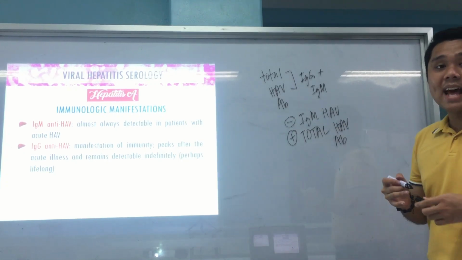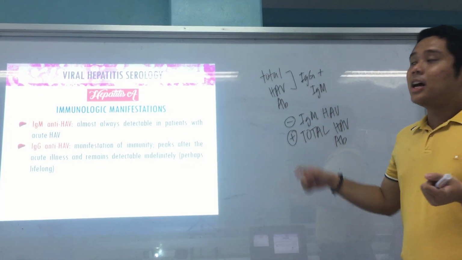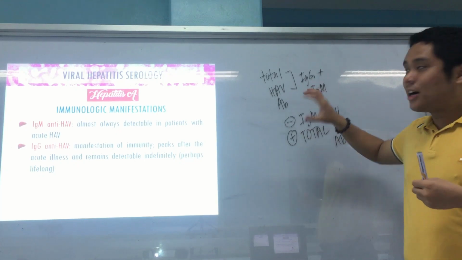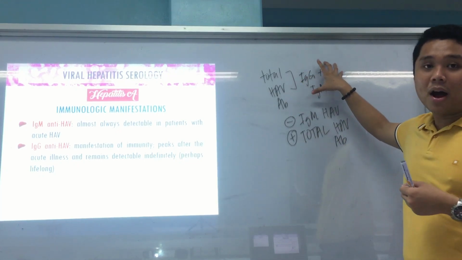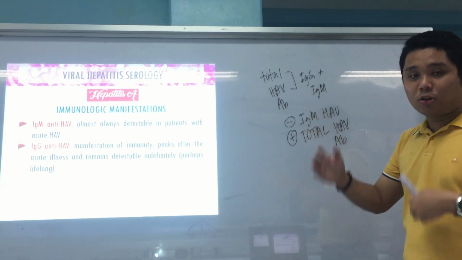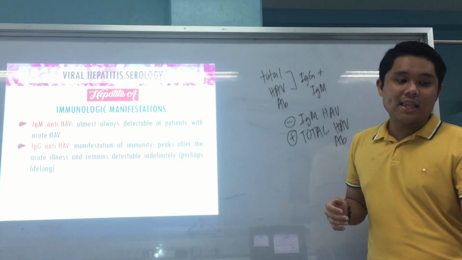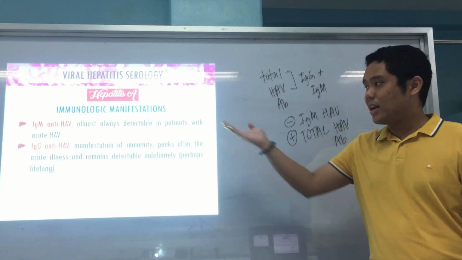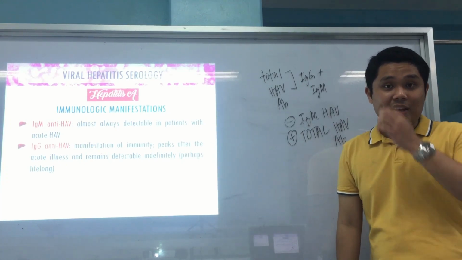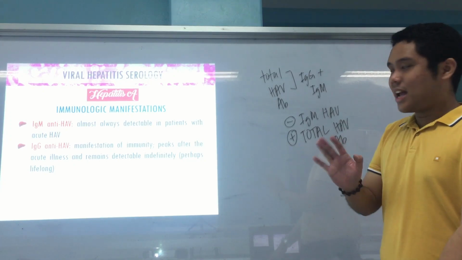So that could indicate that, di ba? Negative naman ang IgM, pero positive ang total. It means that you already have the IgG. Kaya di ba, ang total HAV, combine man ang duha na concentration. So if positive ka sa total HAV pero negative yung IgM, it could mean that you have the IgG anti-HAV antibody, and that you are already immune. You already have immunity to HAV, hepatitis A virus. Okay, ayan. So I hope na-gets that.